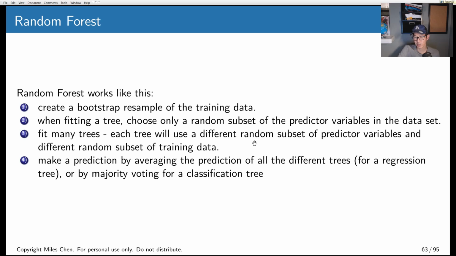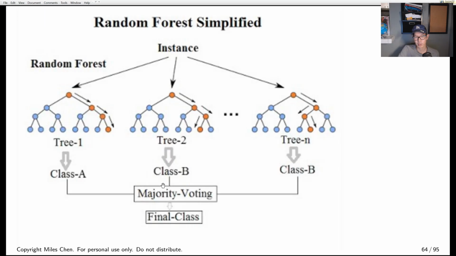Each tree uses a different subset of predictor variables, and now when it's time to make a prediction, you take your test case, run it through all of the different trees available, and then you average all of their predictions, okay? And that's how it works.